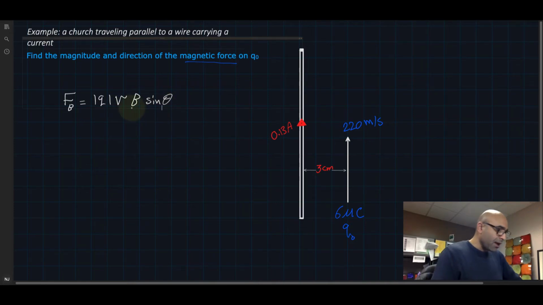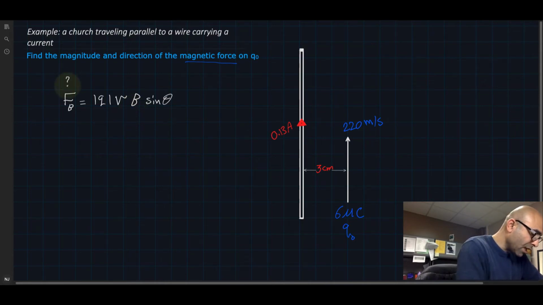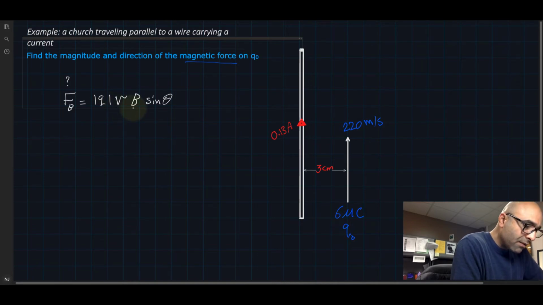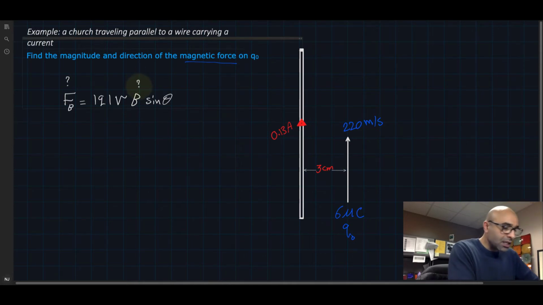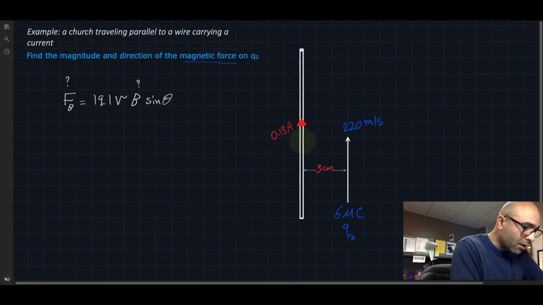Let's see what we have. We need to find the force. We don't know what that is. We have the charge value, 6 microcoulomb. We do have the velocity. We don't have the magnetic field. So we need to find the magnetic field. The magnetic field is created by the wire. That's good, and we have the distance at which we need to find the magnetic field.